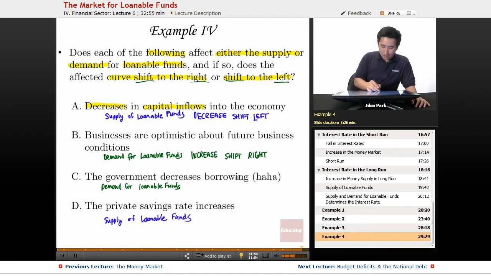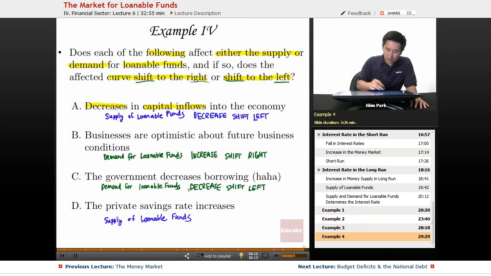Increased, which is a shift right. Okay. Government decreases borrowing, so it's the opposite of crowding out effect. Instead of a demand increase, there's going to be a demand decrease here. So there's going to be a demand for loanable funds decrease, and that's going to shift to the left.